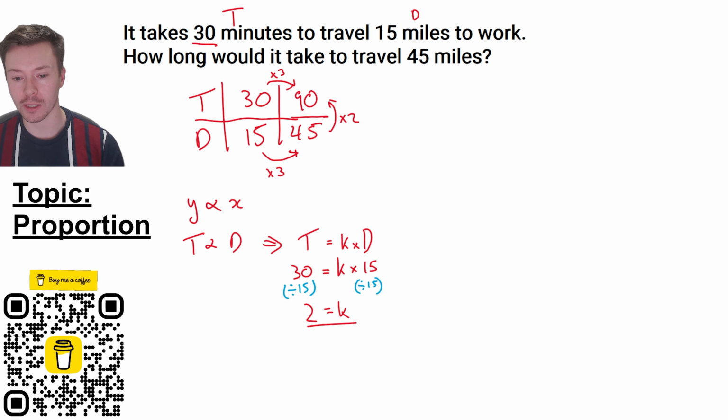Now if I plug that back into my original equation, we get that the time is 2 times the distance, or you could write that as 2d, because usually with algebra you don't write the multiplication symbol in between a number and a letter. Now, we want to know how long it would take to travel 45 miles, so we're just going to substitute that in to d here. So t is equal to 2 times 45, which is equal to 90 minutes. Okay, which is exactly what we got up here using this table.